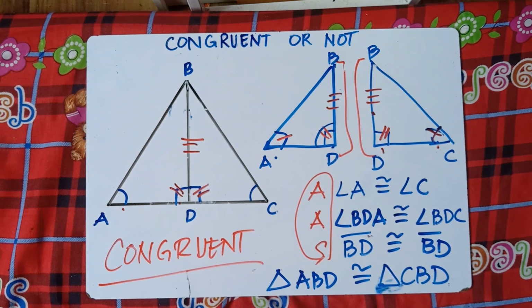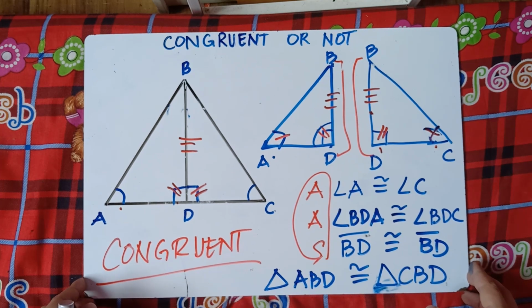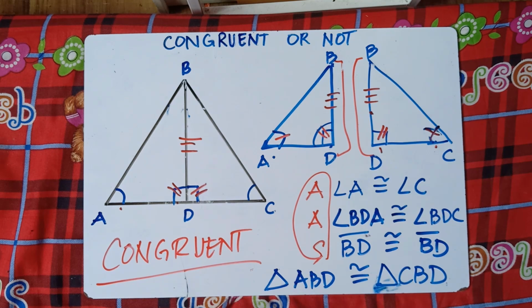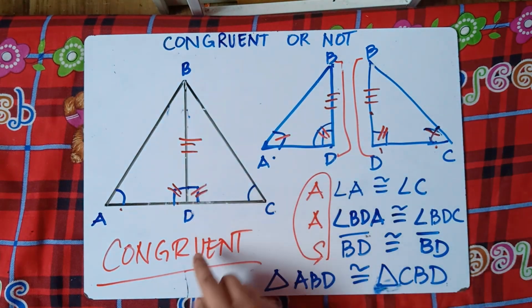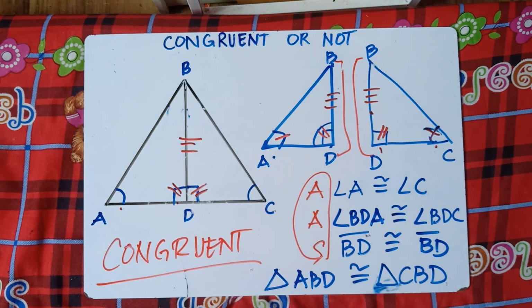Alright, so that's it, class. There are some teachers that will not put the markings, but it is understood that those angles or those sides must be congruent. But it's up to you to check if those sides or those angles are congruent. Based on the given illustration, class, we already know that this side is congruent to this side, and this angle must be congruent to this angle, because these are perpendicular lines.